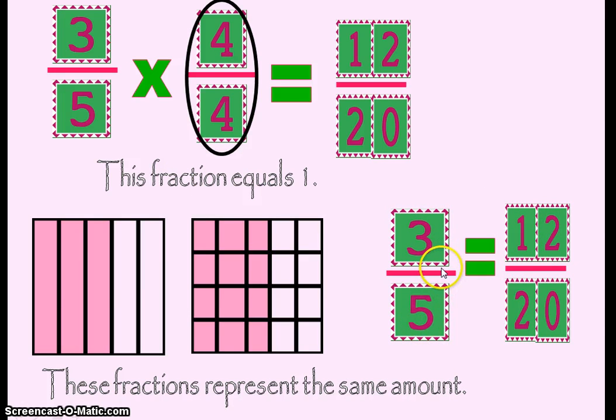Now I got that by multiplying the numerator and the denominator by 4, as you can see I did up here. So as long as I multiply the top and the bottom by the same number, I'm going to get an equivalent fraction. That's it. Okay. In this case, 3 times 4 is 12, 5 times 4 is 20. I could have picked the number 5 if I wanted to and said 3 times 5 is 15 and 5 times 5 is 25. Well, 15 over 25 means the same as 12 over 20, means the same as 3 over 5. Okay? It all represents the same thing.